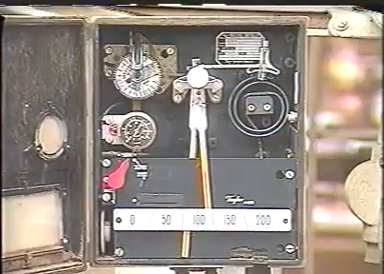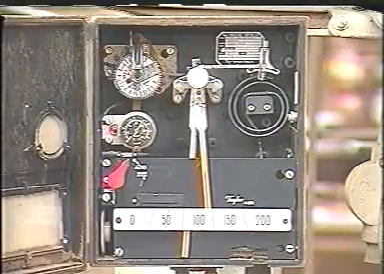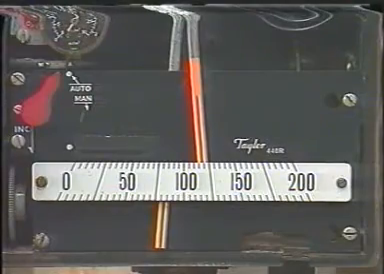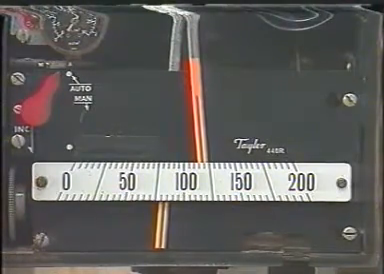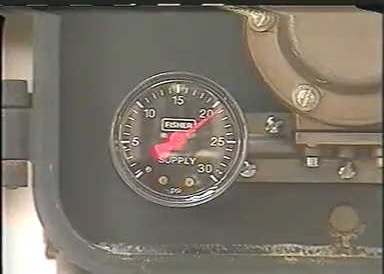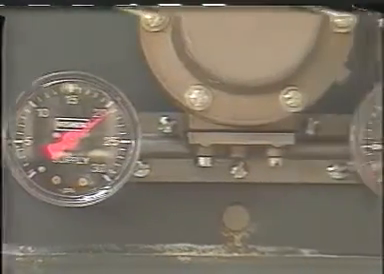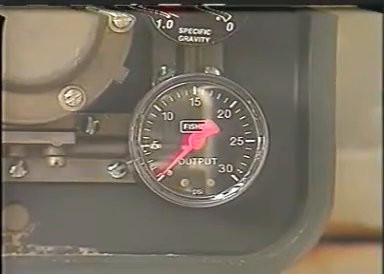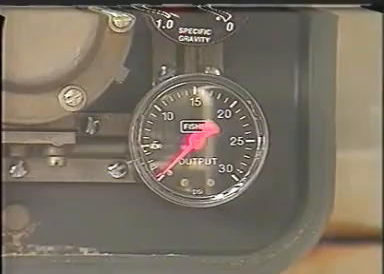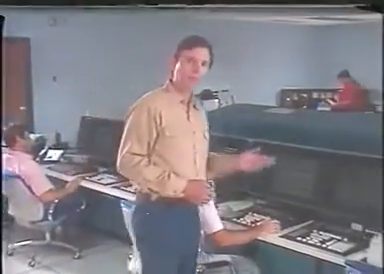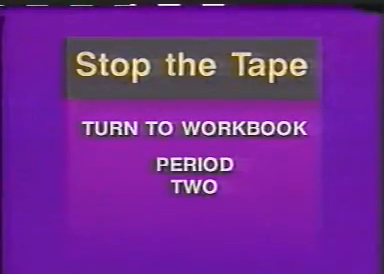Almost any instrument in the 4 basic groups we identified can be connected to some type of indicator. For example, this field-mounted controller has a temperature indicating scale. The gauge at the bottom left of this controller tells us how much compressed air is supplied to the instrument, and the gauge at the bottom right tells us how much compressed air is being sent from the controller to the diaphragm actuator on a control valve. Let's take a look now at some typical process instruments. Stop the tape and turn to Workbook Period 2.